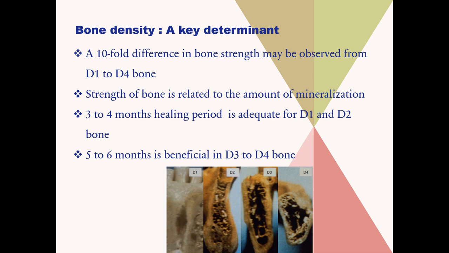And also we know that strength of the bone is related to the amount of mineralization. So the bone is 60% mineralized at 4 months after implant surgery. And so it is important to wait longer before loading an implant. If the bone is of D1 and D2 type, you can give a 3 to 4 months healing period, and a 5 to 6 month healing period is beneficial in case of D3 to D4 bone. So as the bone density decreases, the strength of the bone also decreases.